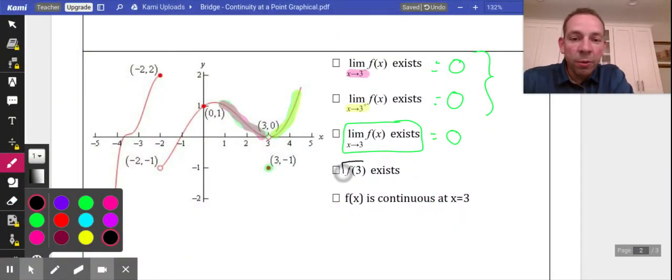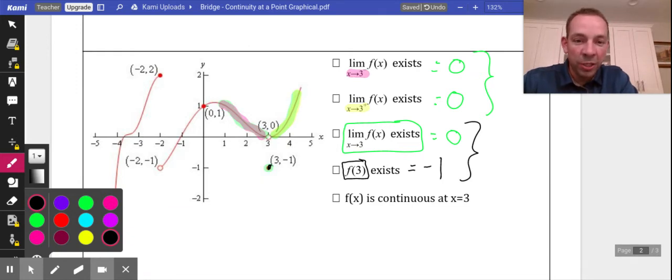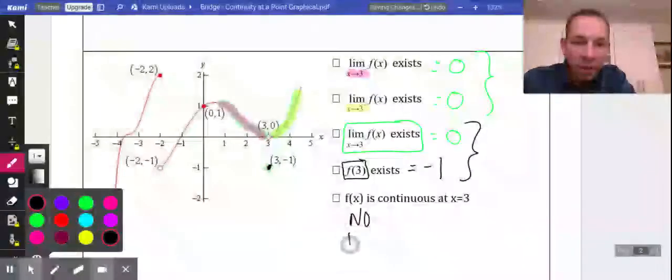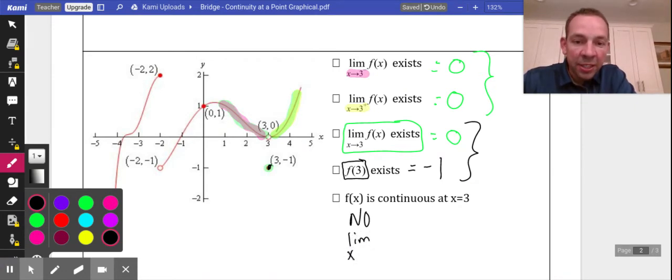Now, here's the kicker. What is the value of f of 3? Look for that closed dot. You'll see that the value is negative 1. We've got a problem. These answers do not agree with each other. So is f continuous at x equals 3? The answer is no. My justification is I would simply say the limit as x approaches 3 of f of x does not equal f of 3.